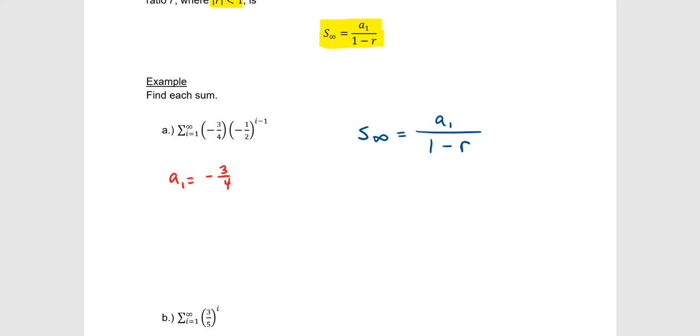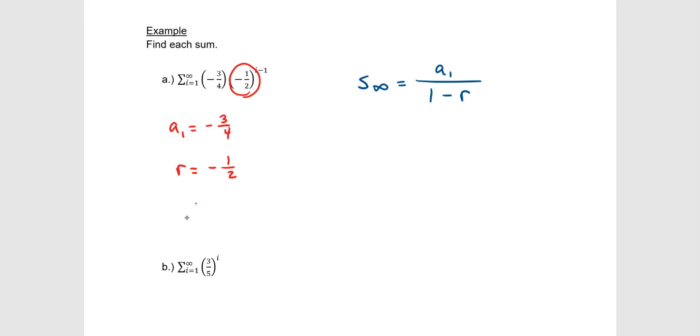It's negative 3/4. So if you didn't know that, you plug in a 1 into i. 1 minus 1 is 0. Negative 1/2 to the 0 power is 1, so we're left with negative 3/4. Now for the common ratio. The common ratio is the base of the exponential portion, which is negative 1/2. So notice here that the absolute value of r is less than 1, so we're good to go. So let's go ahead and plug this in. We get negative 3/4 divided by 1 minus negative 1/2.